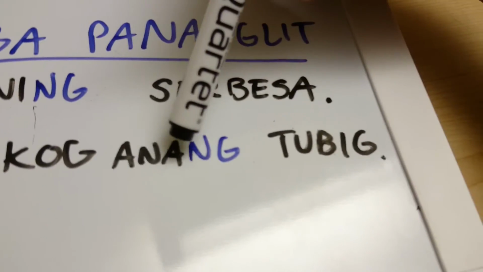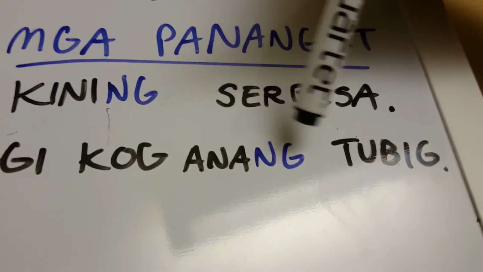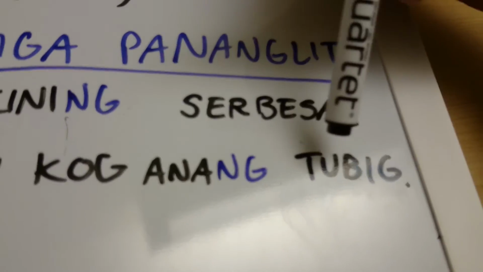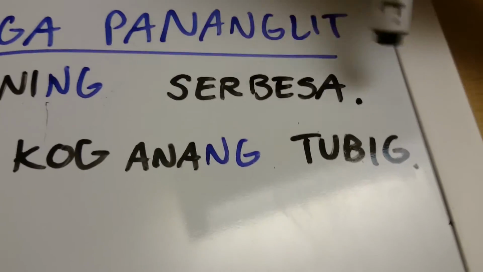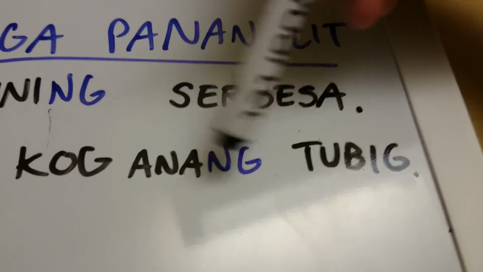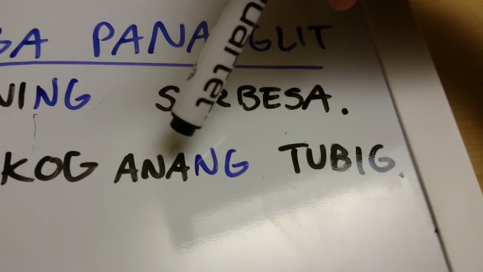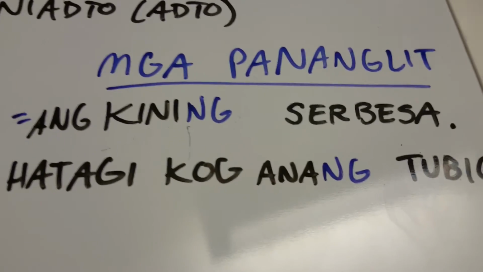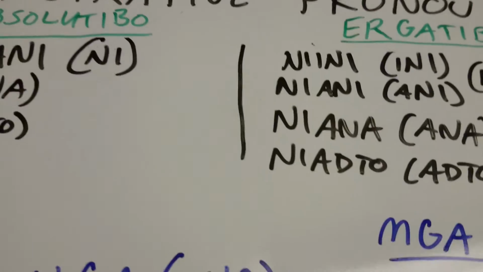And then it's an object, right? So we have to use this case, or that case, the ana case. So anang, ana plus nga, again, ligature, because we're talking about that water, right? So which water was it? It's that water. That's why we're ligating this noun from this demonstrative pronoun. So hatagi kog anang tubig. Give me that water. All right, that's pretty much it.